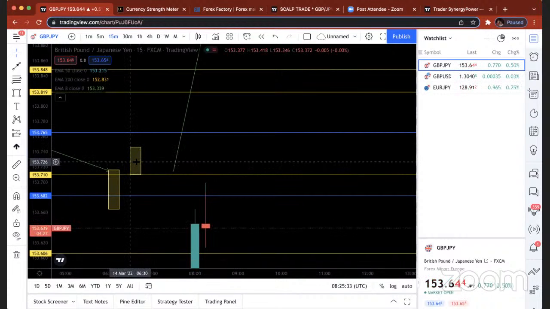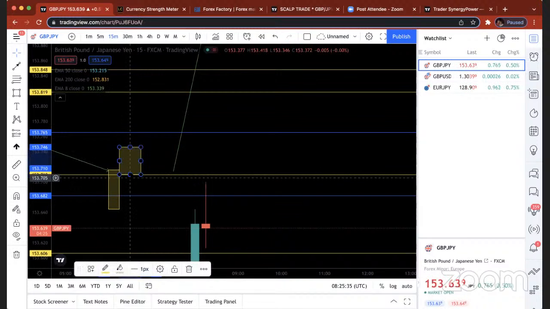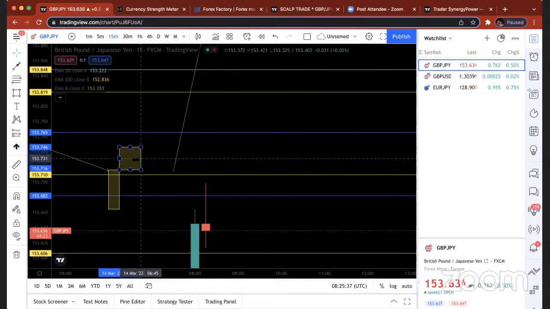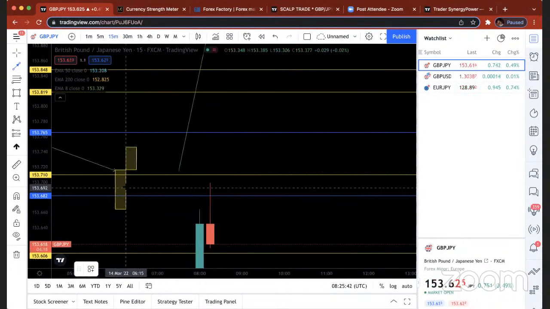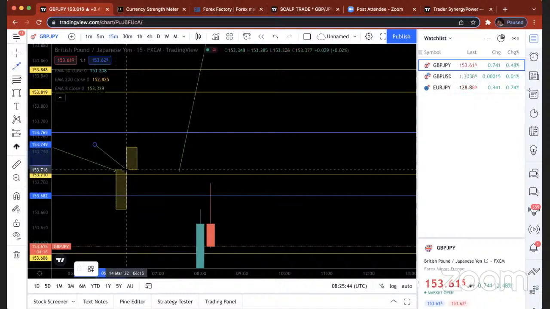So that's the two types of entries. First one being, like I said, first candle opens above, and the second, my favorite entry is this one: when the first one closes above, and then the second candle opens above the previous one and then continues up. This is my favorite entry.